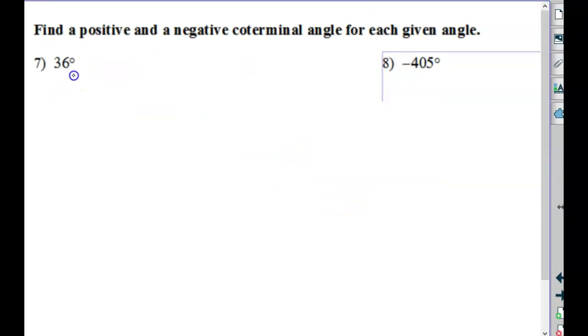All right, so find a positive and negative. Which one do you want to do? We don't need to do both of these. Pick one. The negative one? Okay, so we need another negative name and another positive name for this spot.